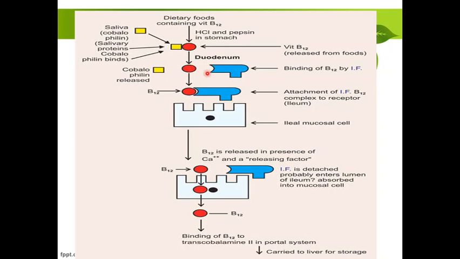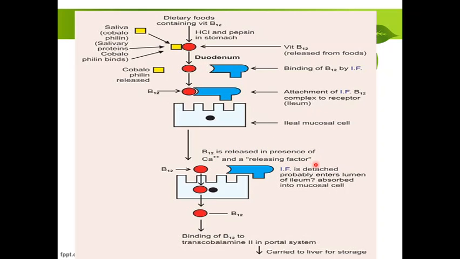But intrinsic factor can only bind B12 when cobalamin is released. So first the cobalamin is released and then the intrinsic factor binds the B12. The attachment of the intrinsic factor B12 complex to the receptor in the ileum. Now look, it will attach to the ileum and this will be reabsorbed. B12 is released in the presence of calcium and a releasing factor.